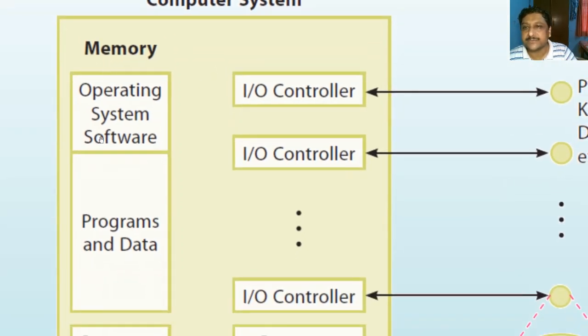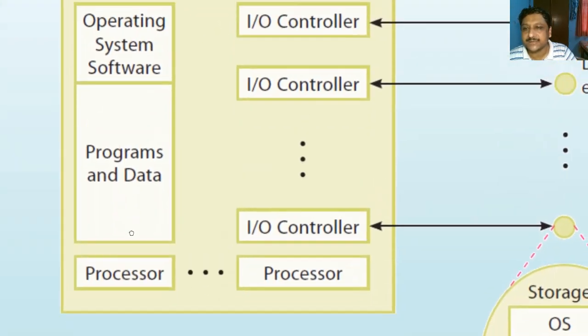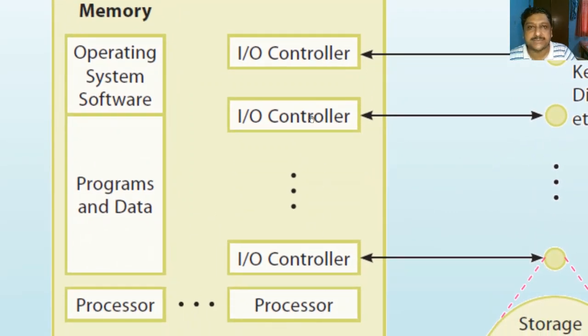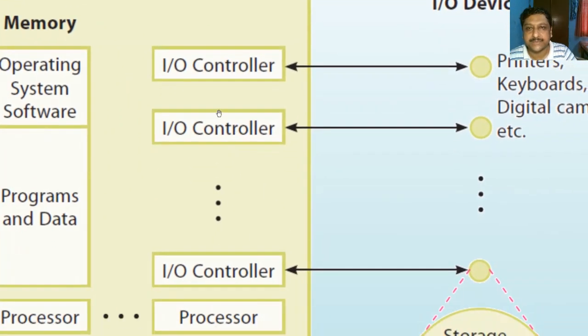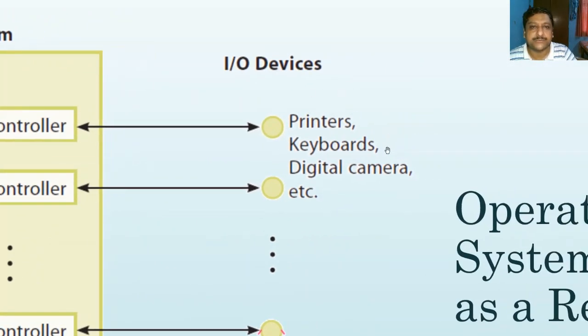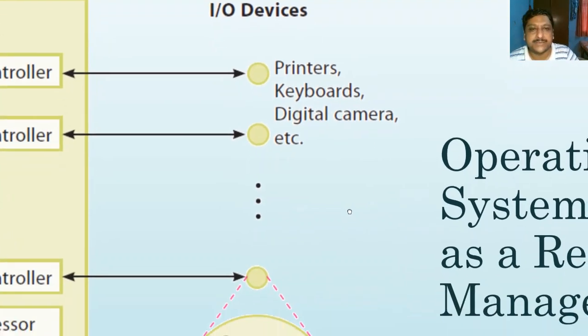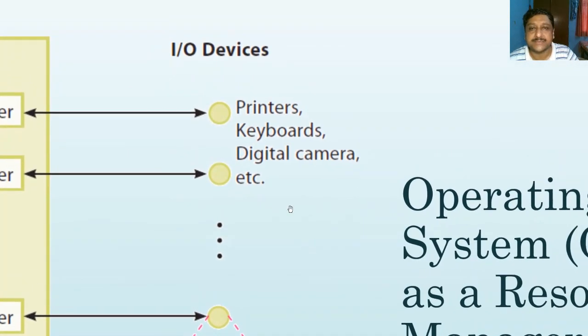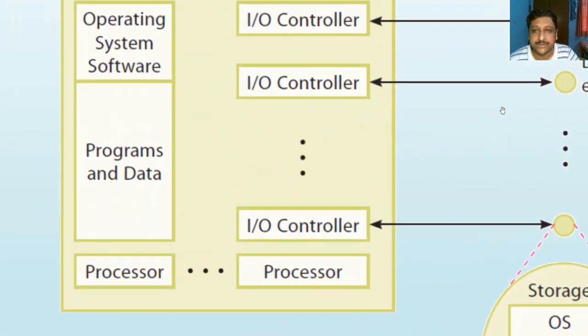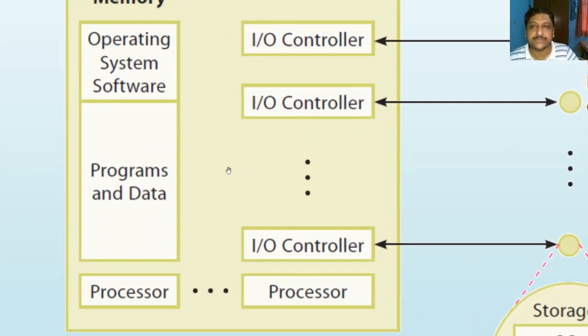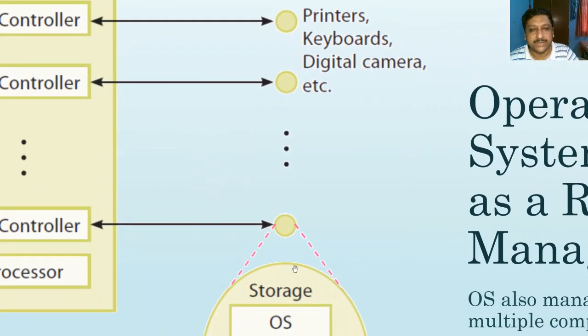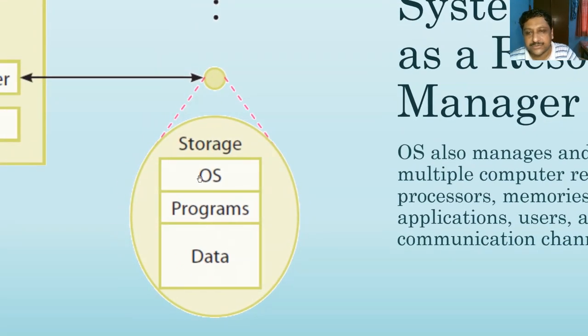Memory is shared between the operating system and programs and data. The processor is here. The processor is also managed. Then the input output controller is there, then the input output devices: printers, keyboards, digital camera. These are also known as resources of the computer. This processor is also a resource of a computer. This storage is also a resource of the computer, where the operating system, programs and data are stored.